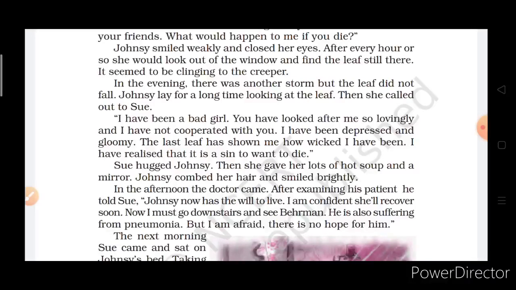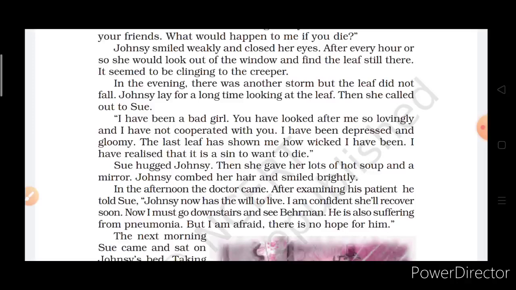Then she gives soup and combs her hair. Johnsy combs her hair and smiles brightly. In the afternoon, the doctor comes and checks Johnsy. Now he gives the positive reply. Johnsy has the will to live.